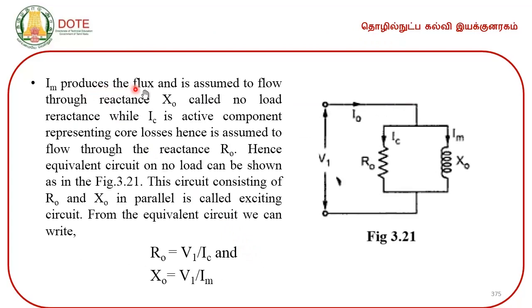I m produces the flux and is assumed to flow through the reactance X naught called no load reactance, while I c is the active component representing core losses. Hence, it is assumed to flow through the resistance R naught. Hence, the equivalent circuit on no load can be shown as in the figure 3.21. The circuit consisting of R naught and X naught in parallel is called exciting circuit. From the equivalent circuit, we can write R naught is equal to V 1 by I c and X naught is equal to V 1 by I m.